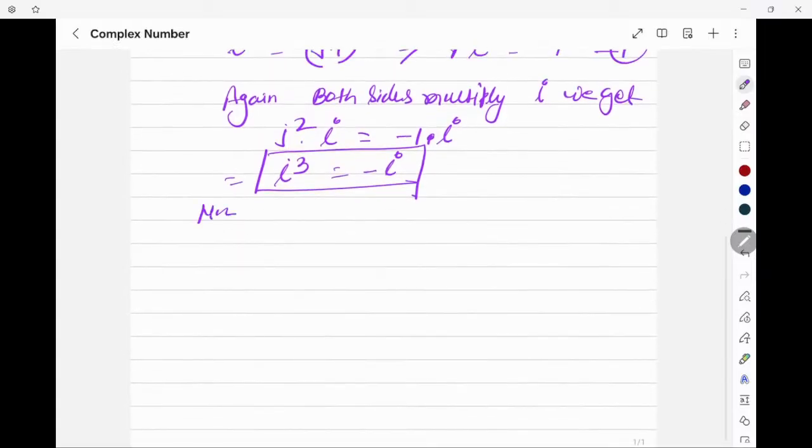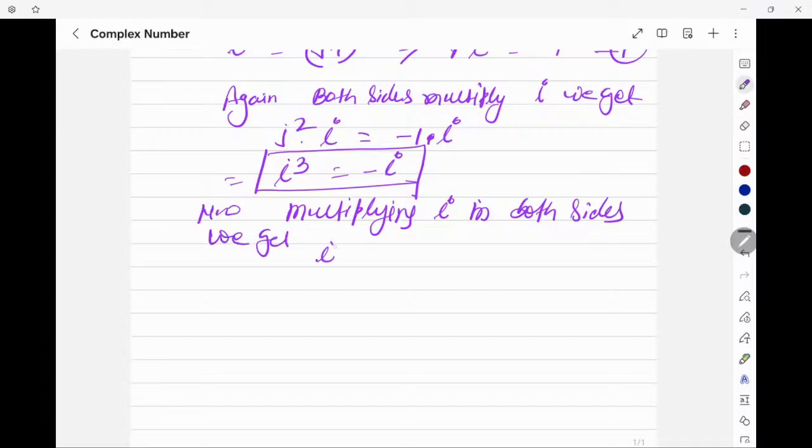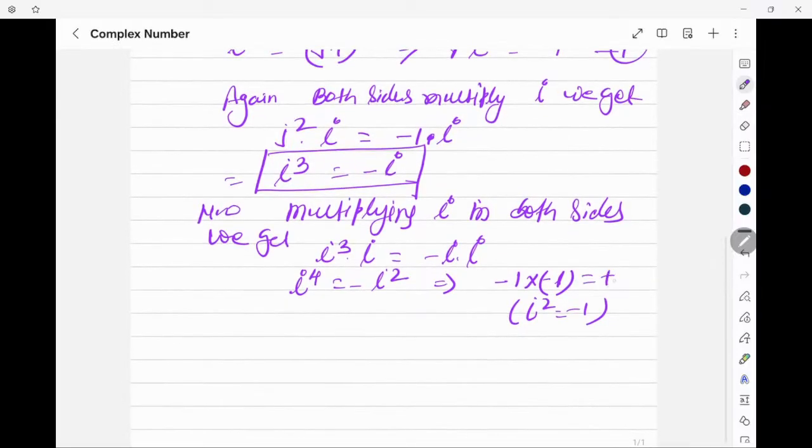Now again, multiplying both sides by i, we get i cube times i is equal to negative i times i. That means i to the power 4 is equal to negative i square. This implies minus 1 times minus 1, because i square is equal to negative 1. That is minus minus plus 1. So i to the power 4 is equal to plus 1. Got it?